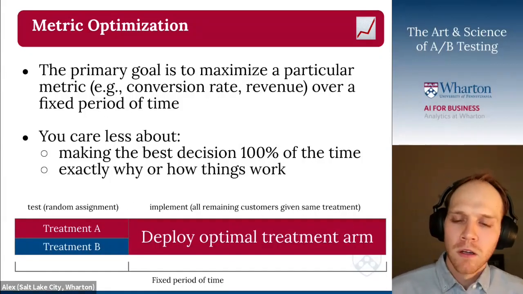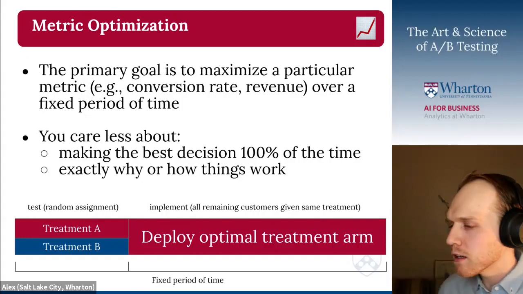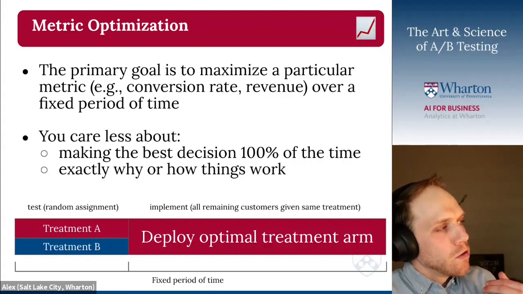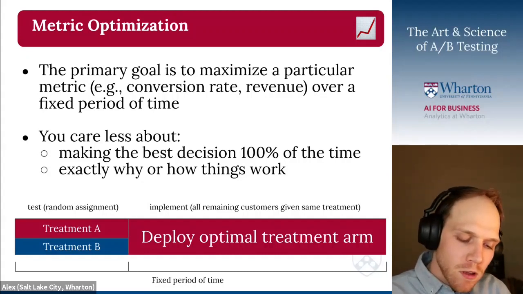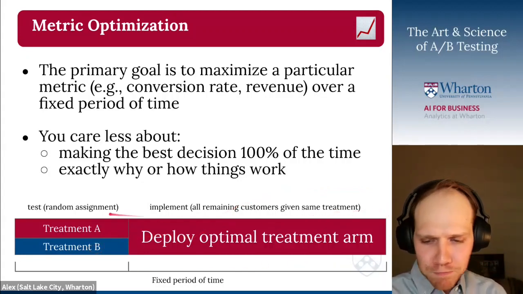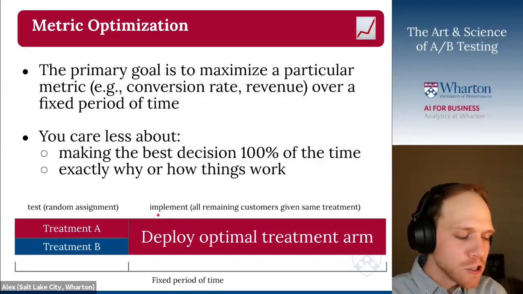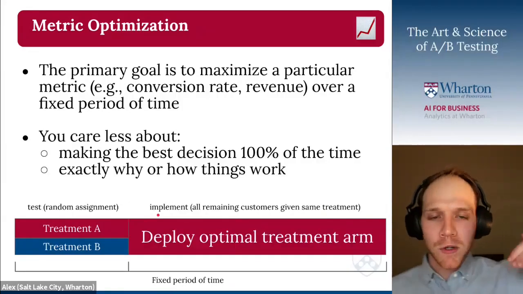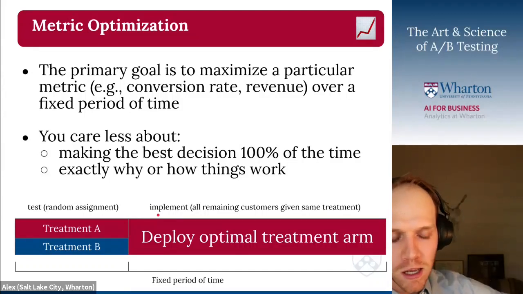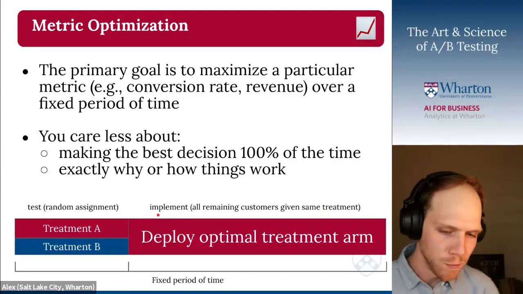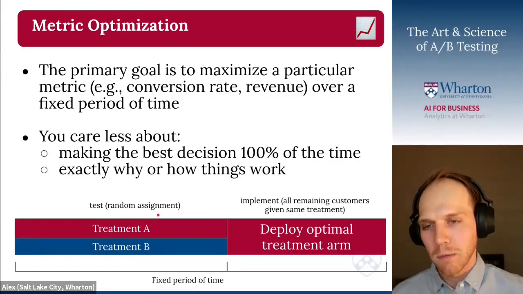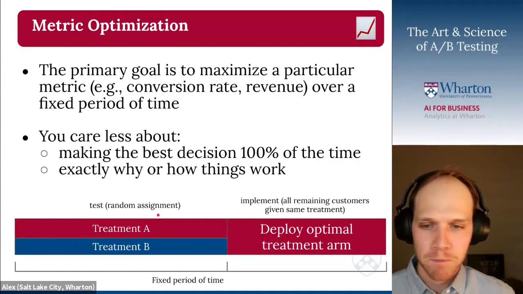So really the key insight here is that even customers that are not being experimented on, there's value in concluding your experiment early because you can deploy the optimal arm for a longer period of time, right? So more people can see the higher performing arm. And so there's essentially a cost to running an experiment for too long in this metric optimization paradigm.